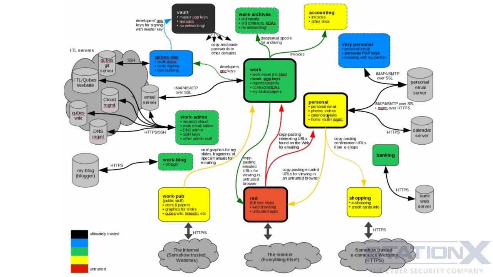So I hope that gives you an idea of what different security domains you might need and use depending on your situation to help you protect you from your adversaries.